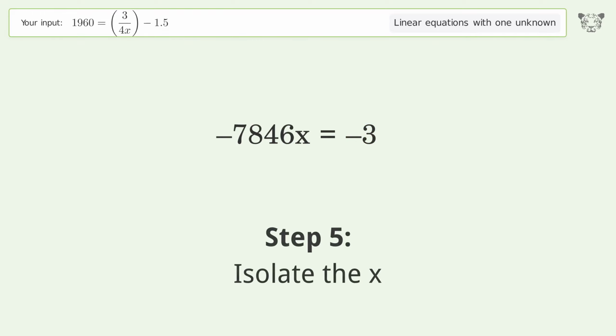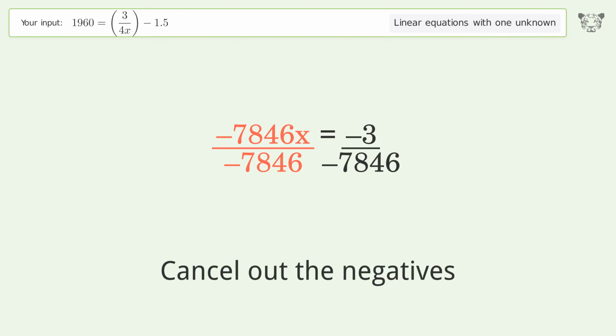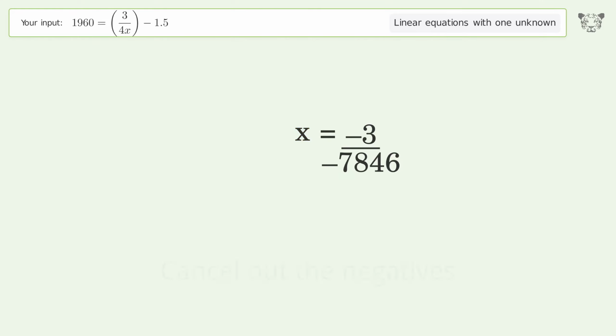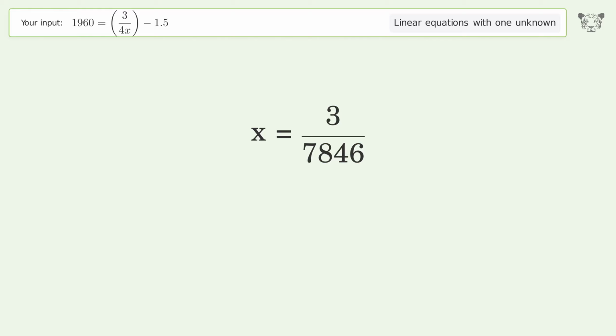Isolate the x. Divide both sides by negative 7,846. Cancel out the negatives. Simplify the fraction. Cancel out the negatives. And so the final result is x equals 3 over 7,846.